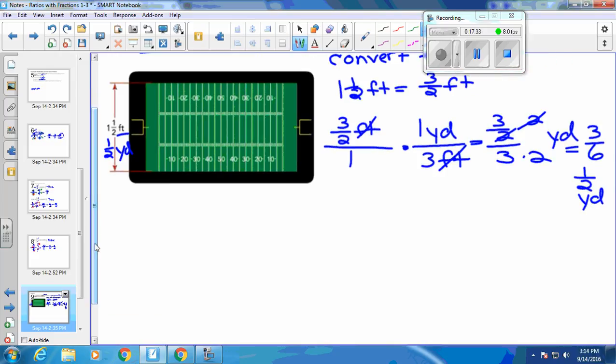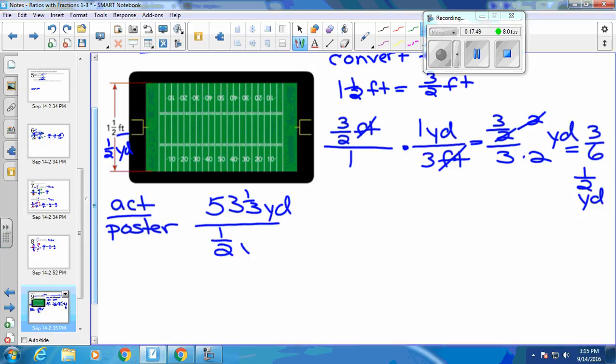Now I need to do the ratio part. So I'm comparing the actual to the poster. The actual was 53 1/3 yards. The poster we converted to 1/2 yards. I can cancel out my yards denominator. The 53 1/3 though, I need to change that to an improper fraction. So now I have 160/3rds. Remember, we go 53 times 3, which is 159, plus 1 to give us 160.